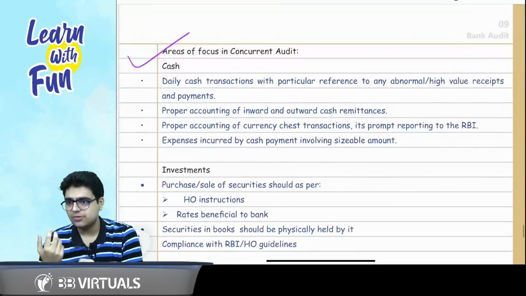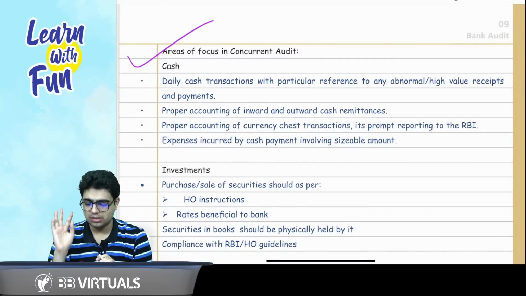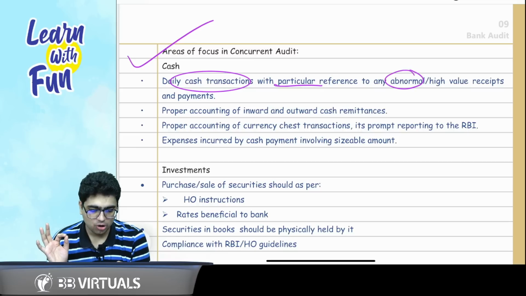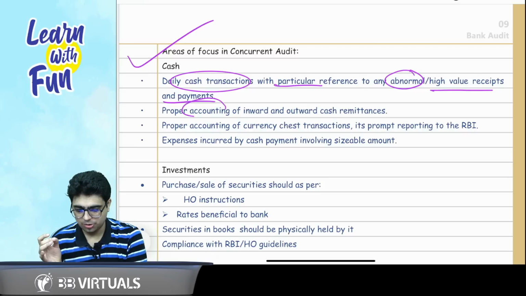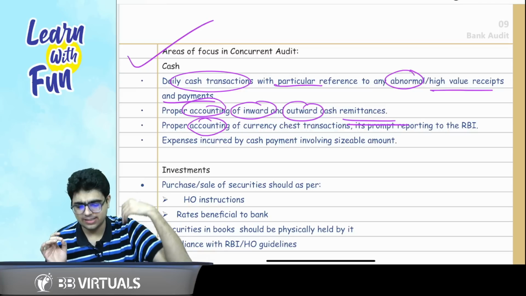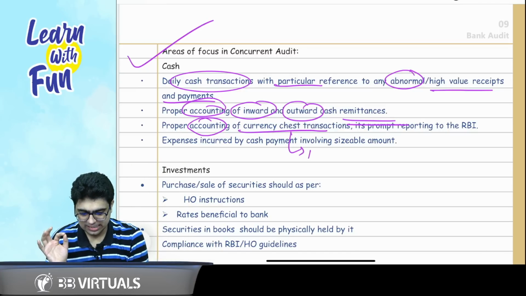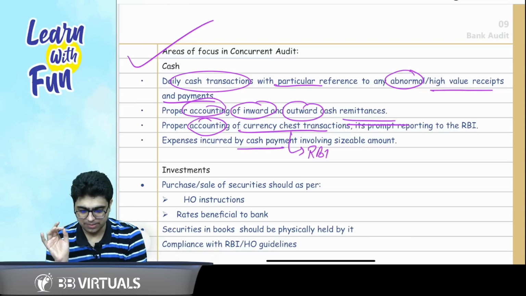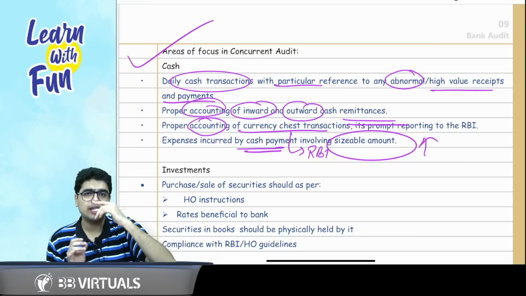What are the areas we have to focus on in the concurrent audit? First of all, cash. In cash, remember the four points. Daily cash transactions should be checked with reference to abnormally high value receipts and payments. Proper accounting should be done of inward and outward cash remittances, that is the cash receipts and cash payments. Currency chest transactions, that is the transactions with RBI. And the last point is expenses incurred by cash payment involving a sizable amount. High amount cash payments should be checked.